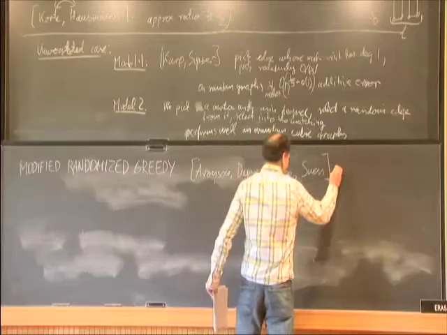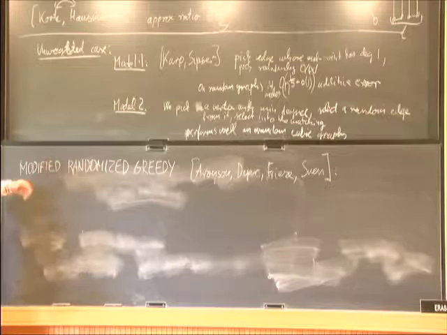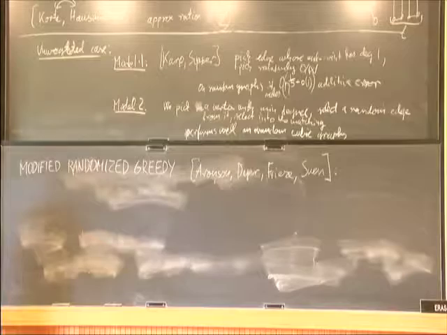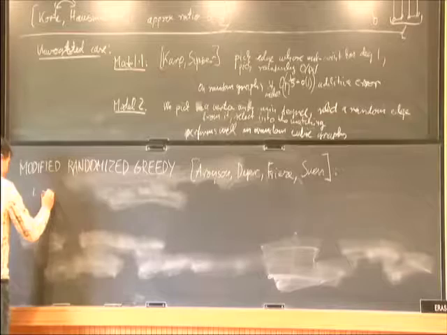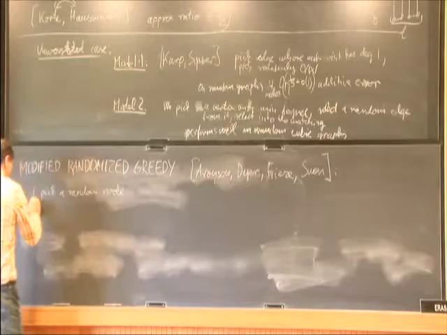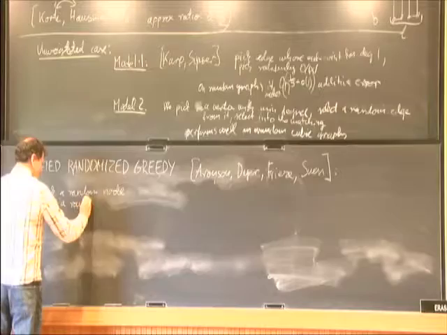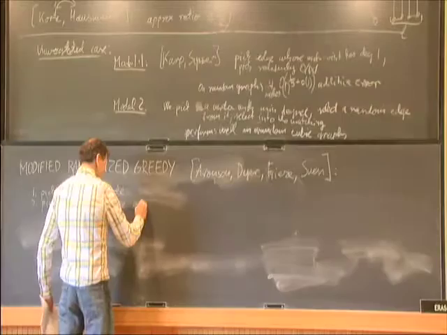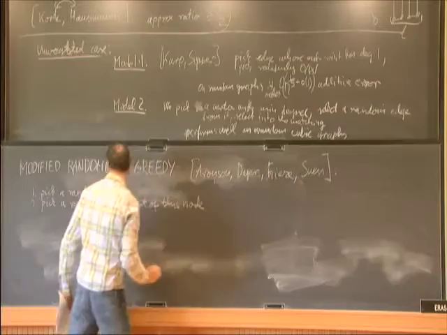Okay, so this is the model now. So modified refers to this: as opposed to just having a uniform distribution of edges and picking a random edge, we do the following. First pick a random node, and then pick a random edge out of this node. And so we just repeat.